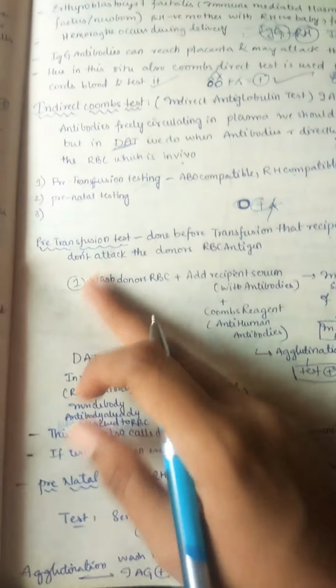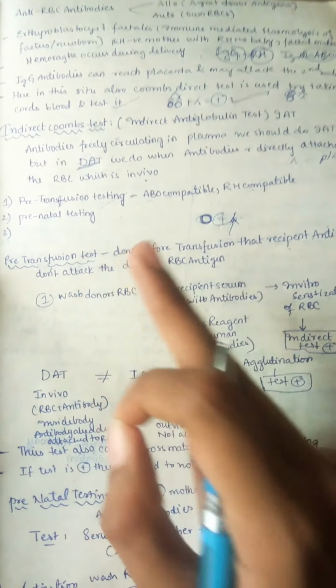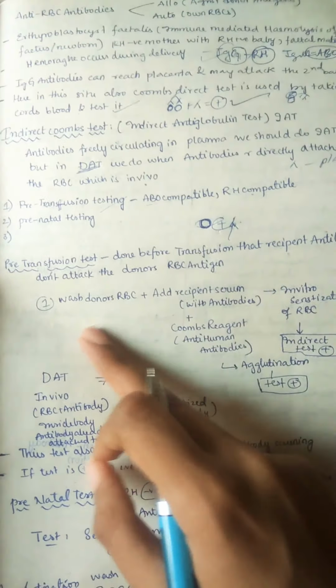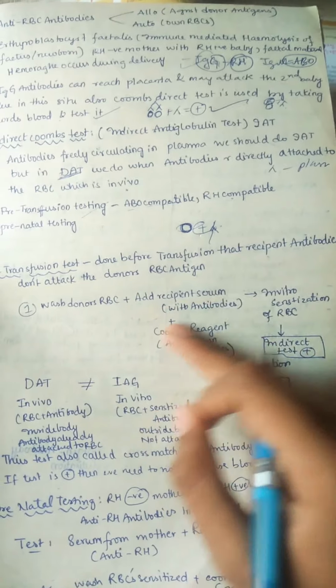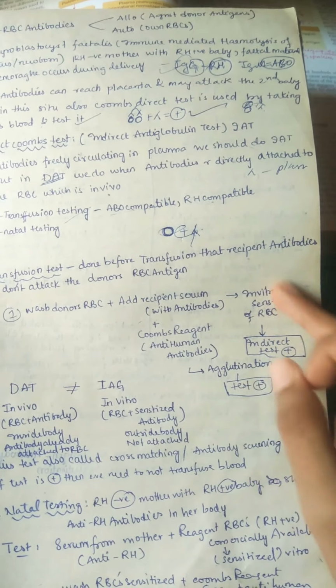Let us see them. The pre-transfusion test is done before the transfusion to check that the recipient's antibodies don't attack the donor's RBC antigen. So first we need to wash the donor's RBC and add the recipient serum with the antibodies, and in vitro sensitization of RBC is done.